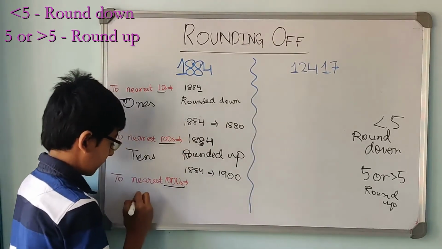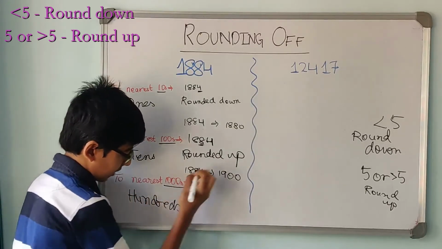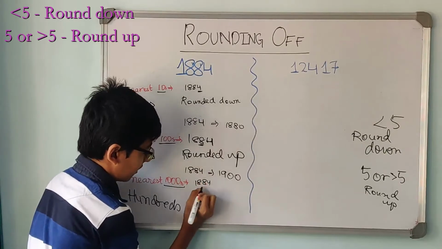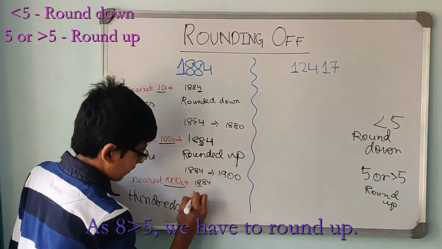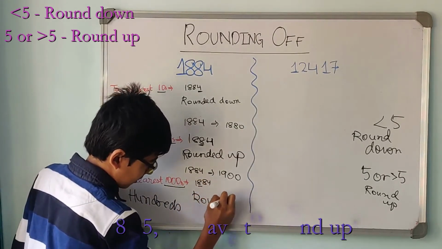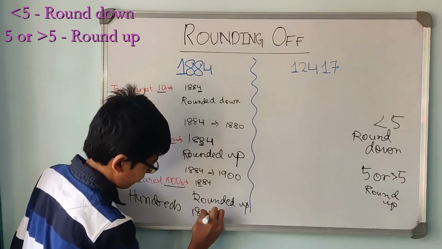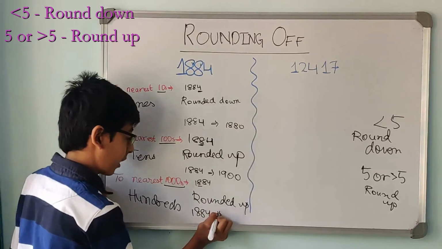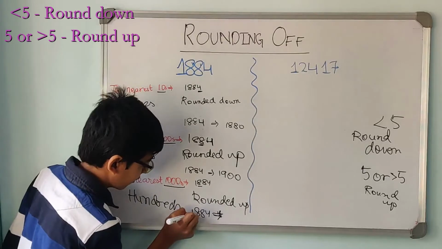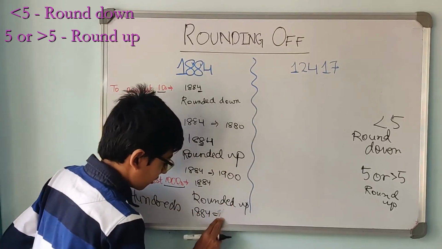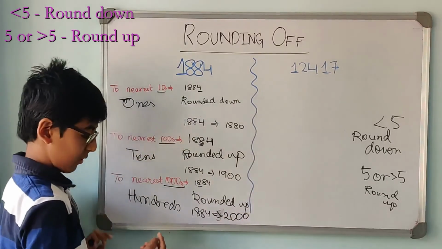Now, how do we round the number to the nearest thousands? We check the number in the hundreds place. That is this. So 8 is greater than 5. So we have to round this number up. So this number is rounded up. 1,884. Now when this is rounded up, this 1 becomes 2 as this is to the nearest 1,000 and this is the 1,000s place. So 1 becomes 2 and all the numbers towards the right become zeros.